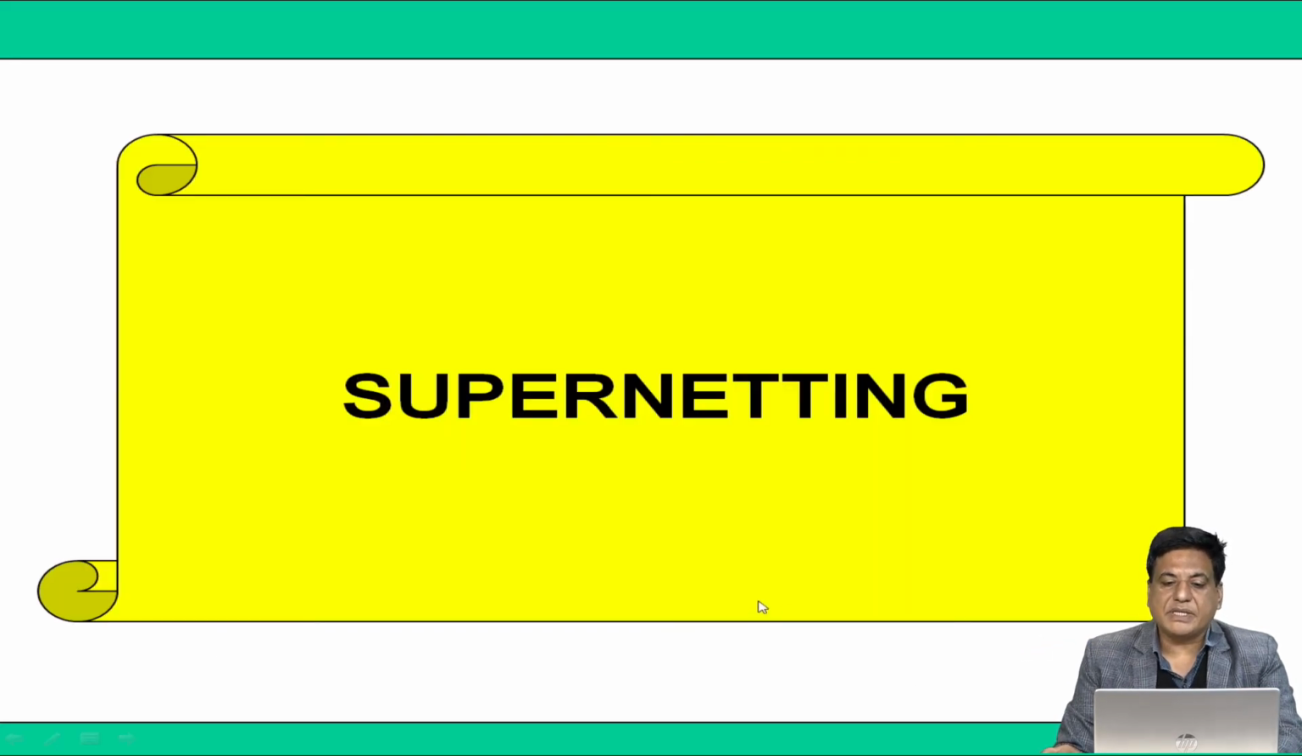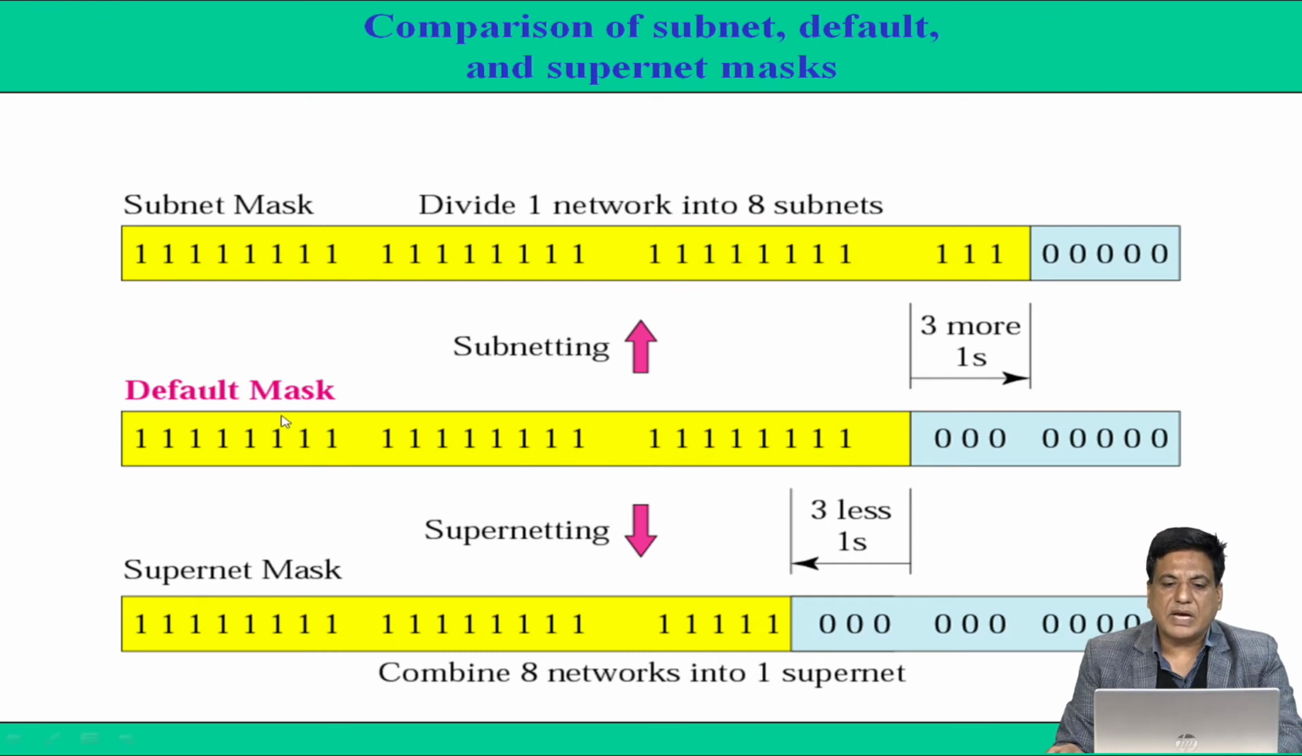Supernetting is basically the reverse of subnetting. In supernetting, we combine small networks and make them into one network, as per the needs of the organization. Here we are showing the subnet mask for class C. This is the class C subnet mask.